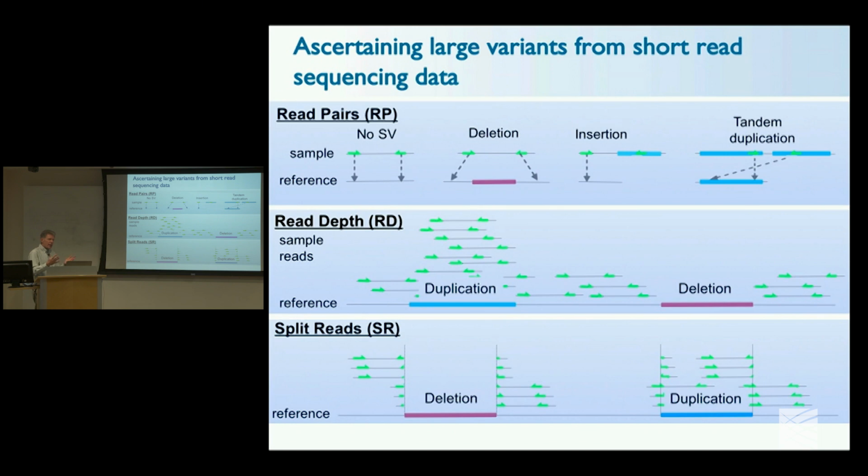And finally, especially as the reads get longer, you can look to see whether the read actually crosses a place where the genome has rearranged. And as long as the sequence isn't too repetitive, you can map the read there accurately. You can find these breakpoints, and this split read signal again gives you evidence of the rearrangement in the underlying genome.